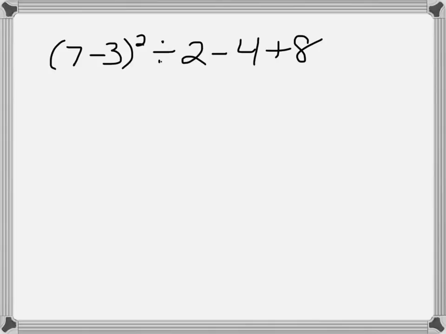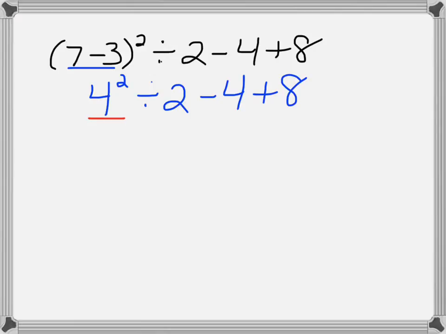Okay, here's another one. Please excuse my dear Aunt Sally. P for parentheses, so inside the parentheses, 7 minus 3 is 4, and the squared remains. Next is exponents. 4 squared means 4 times 4, which is 16.